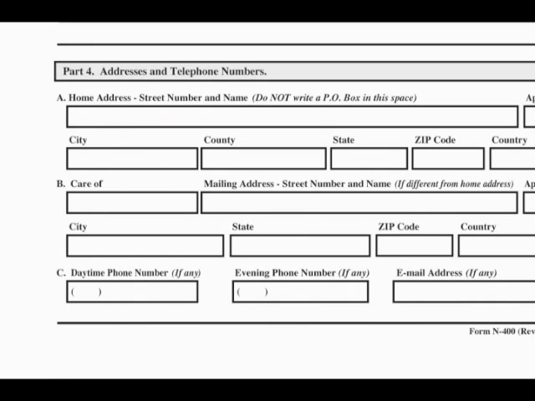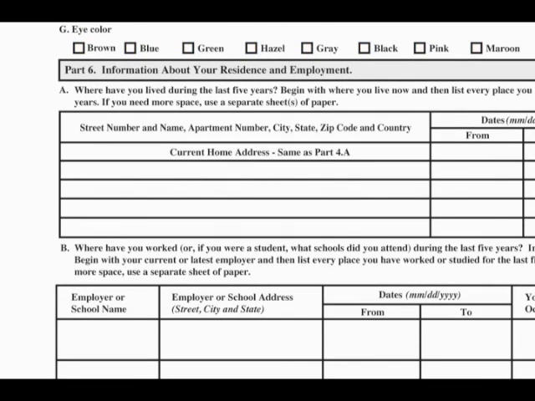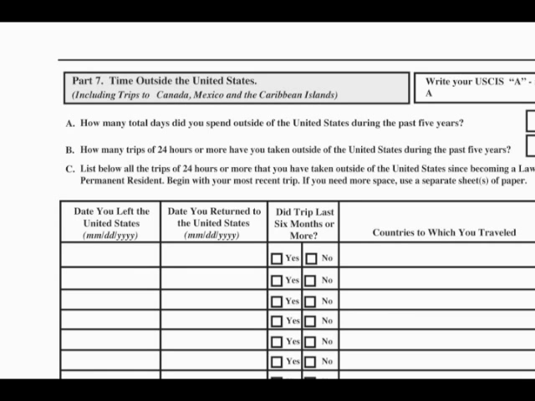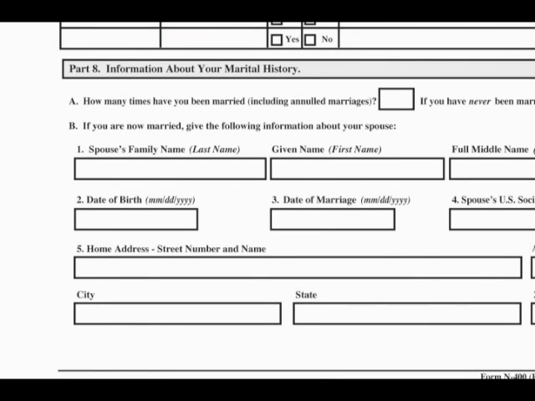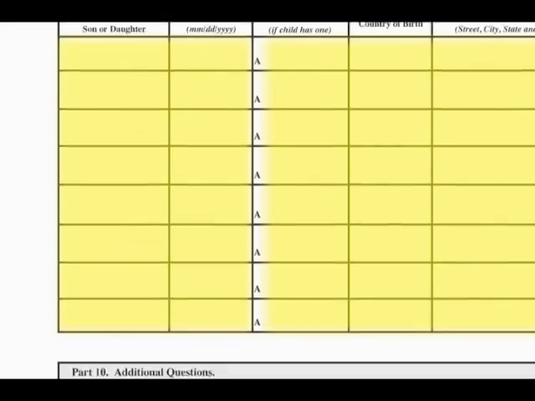We are on Part 4 of the application, where you will be asked to give basic information so the USCIS can contact you. Part 5 will require information for a criminal record search. Part 6 will require information about your residence and employment. Part 7 will require you to list the total time you spent outside the United States. Part 8 will require information about your marital history. Part 9 requires information about your children.